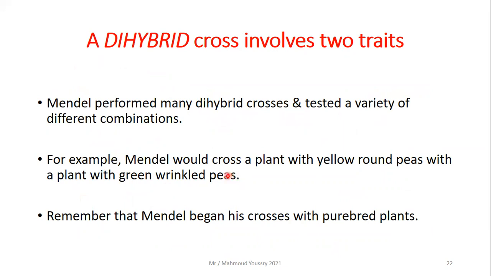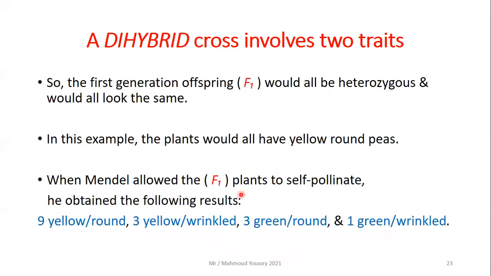For example, this is the one that we will discuss. Mendel would cross a plant with yellow round peas with a plant with green wrinkled peas. So this is the seed color and the seed shape. These are two different traits. Remember that Mendel began his process with purebred plants. So the first generation offspring, F1, would all be heterozygous and would all look the same. In this example, the plants would all have yellow round peas.